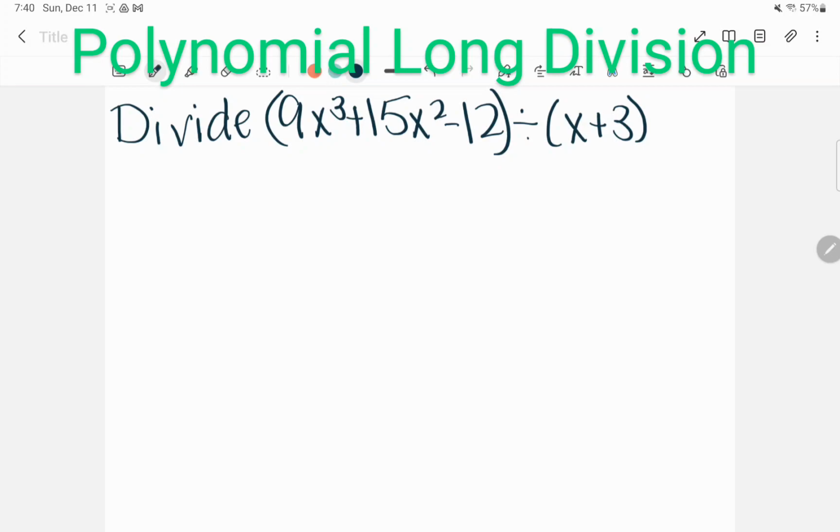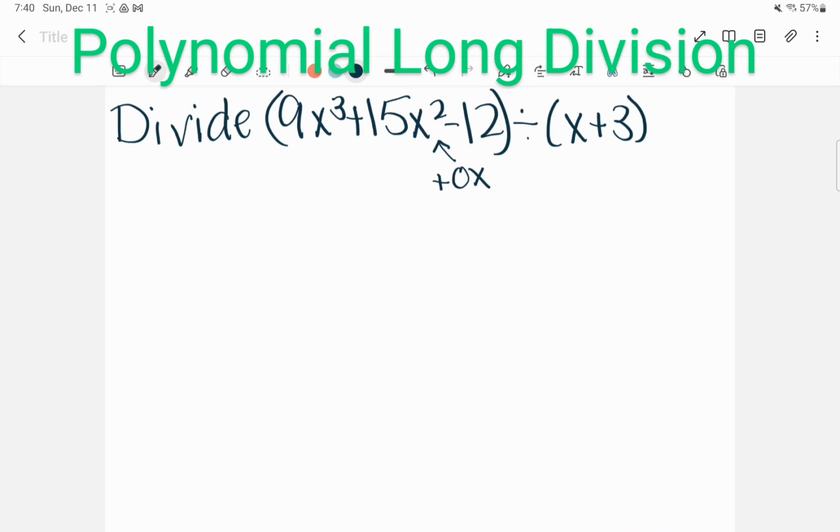So let's continue with our second example. And here I'm dividing 9x cubed plus 15x squared minus 12 divided by x plus 3. Now you'll notice that this is a little different than my last example because I am missing a term with just x in it. There is no x term. So I'm going to have to add that in when I do my long division.